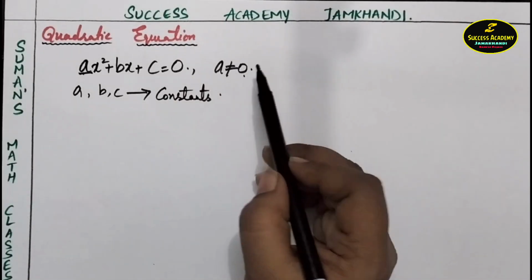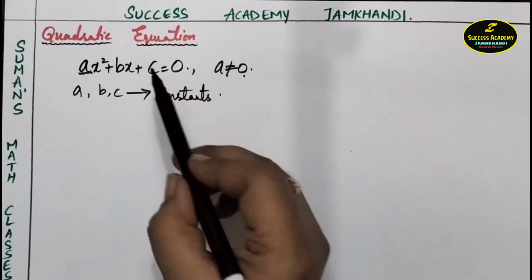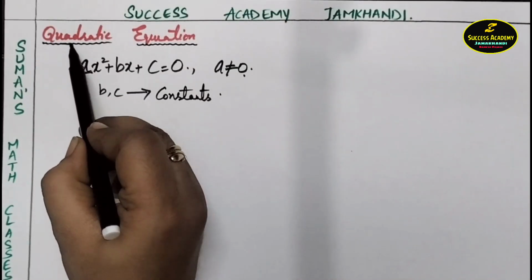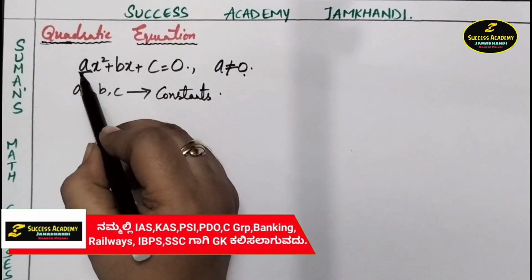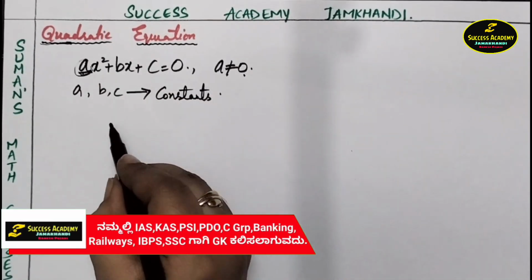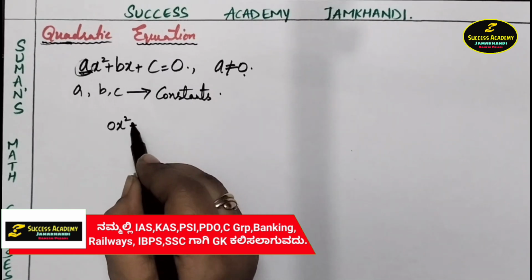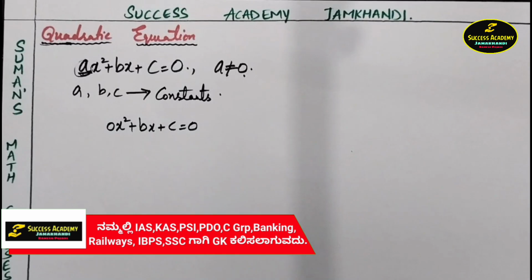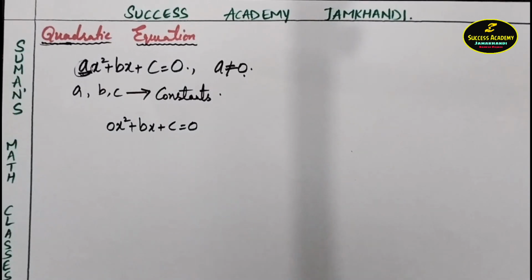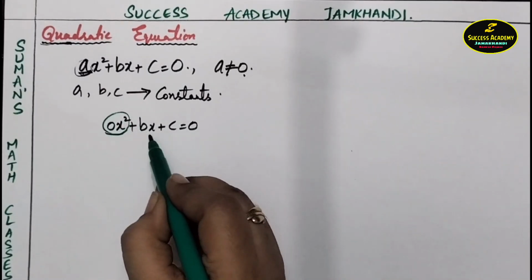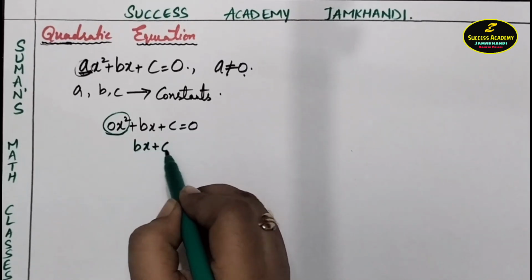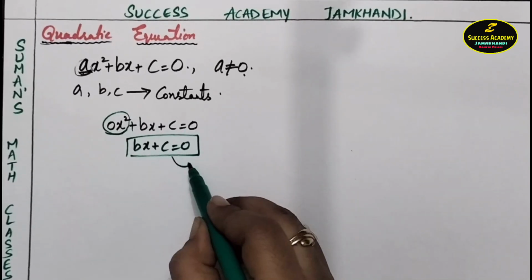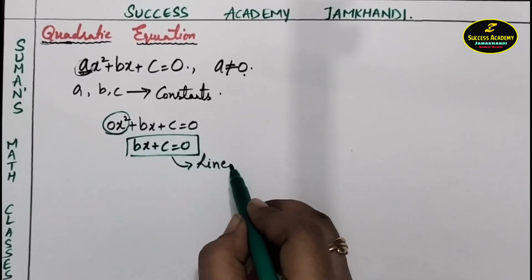So why is this condition given? A should not be equal to 0. Why not b? Why not c? Because quad means 2 or double. Suppose a is 0, then it becomes 0x square plus bx plus c equals 0. And 0 into anything is 0 itself, so this complete term will vanish. We will have only the equation bx plus c equals 0, and this is very simple, a linear equation, not a quadratic.